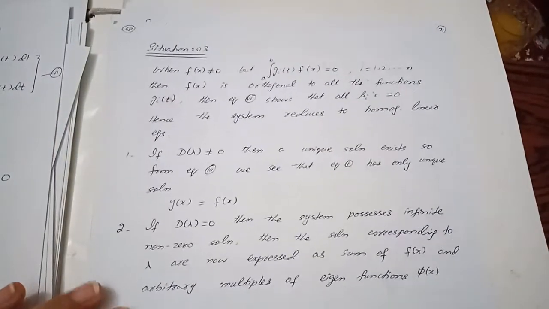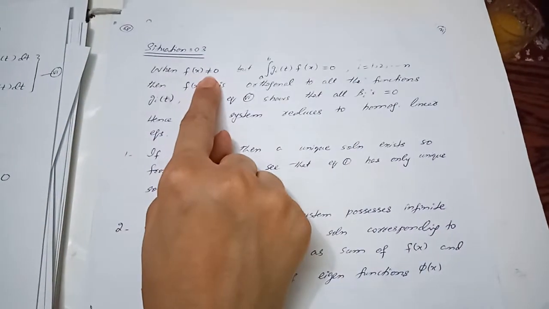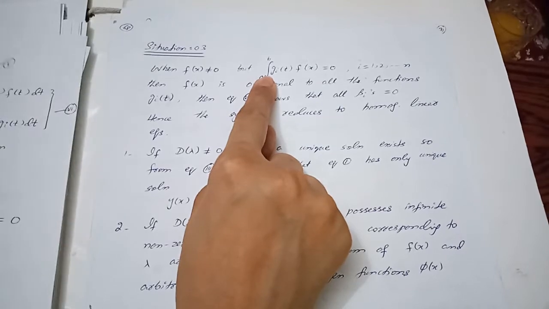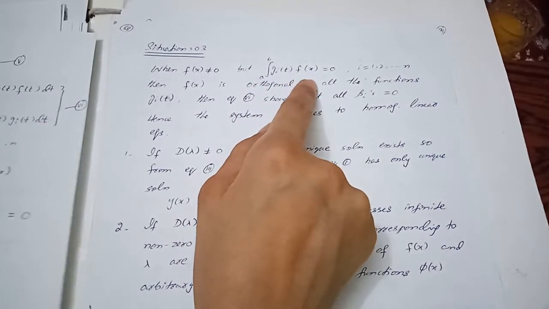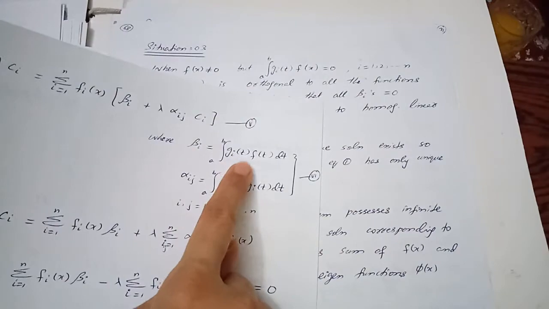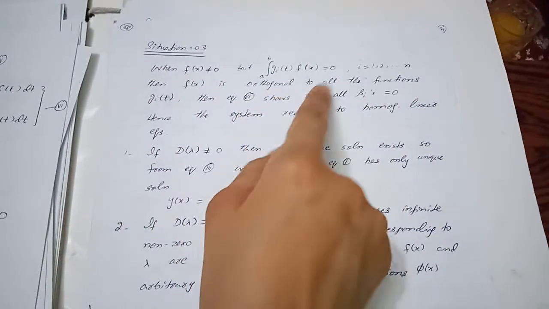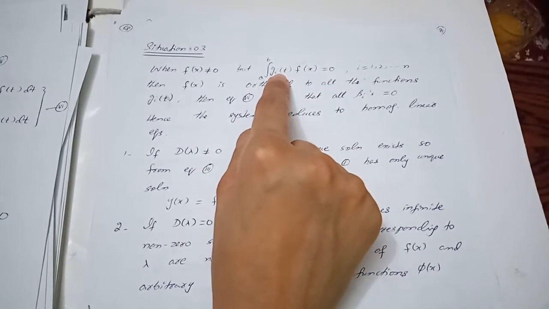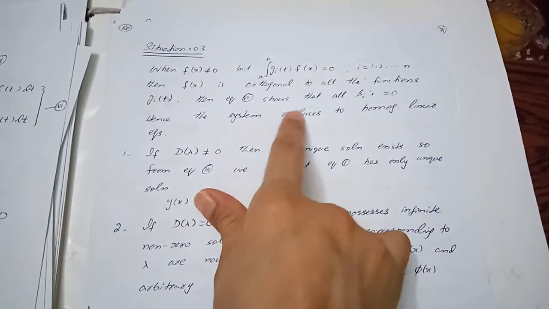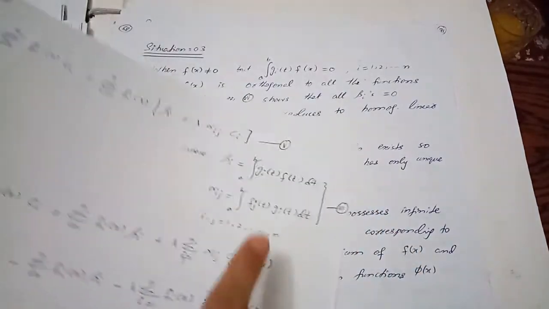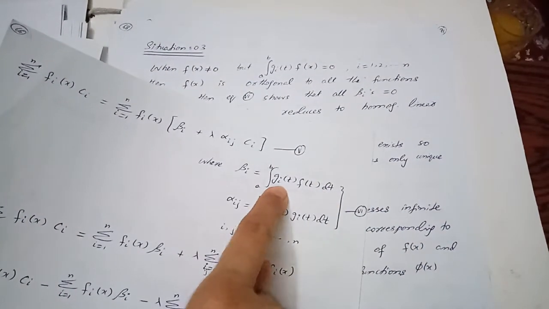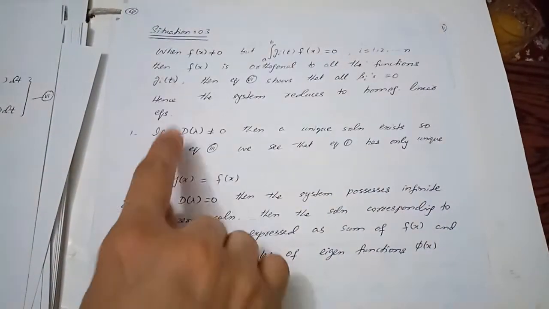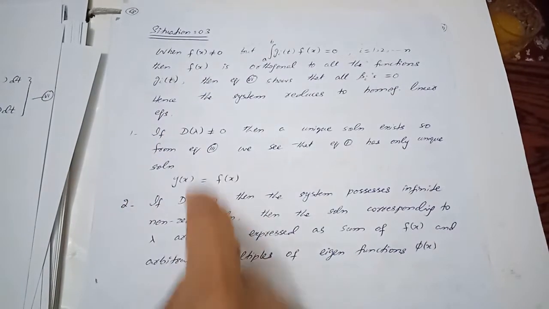Now comes situation 3, when you have non-homogeneous, meaning f of x is non-zero, but this combination of g i of t and f of t equals 0, then f of x is orthogonal to all the functions g i of t. What does it mean? It means f of x is orthogonal to g i of t. Then equation 6 shows that all beta i's are 0. If this is orthogonal, then again it's 0, so beta i's will be 0. Hence the system reduces to homogeneous linear equations. And after reducing to homogeneous linear equations, two cases come.